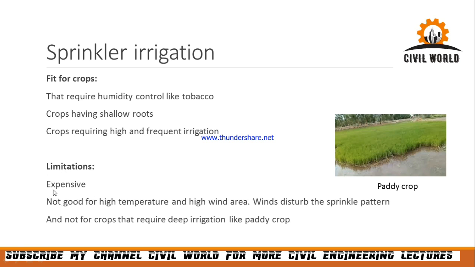What are limitations? Limitations are expensive. This method is very expensive. Yeah, electricity, pipes, maintenance, everything. And it's not good for high temperature zones. For hot zones and for high wind areas, this is not good because wind disturbs the sprinkle pattern. And it's not for crops that require deep irrigation.